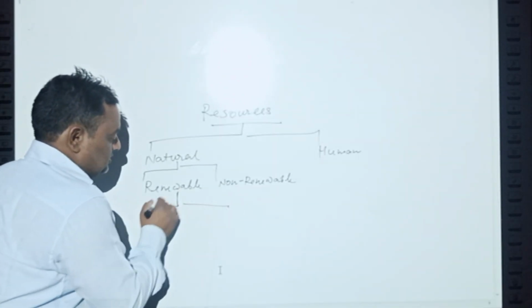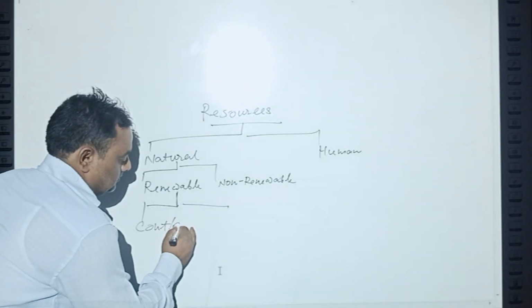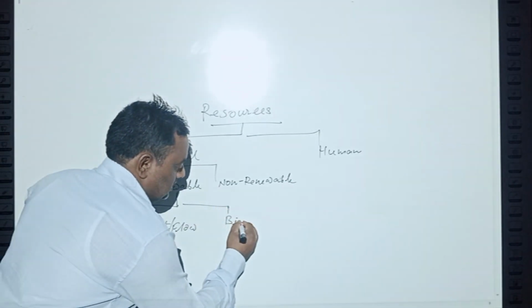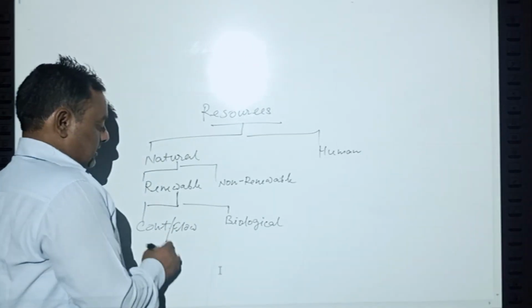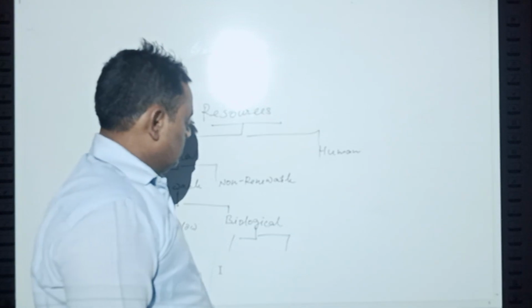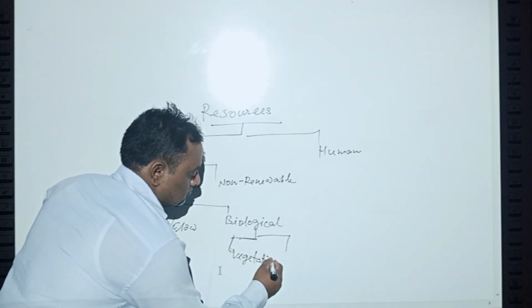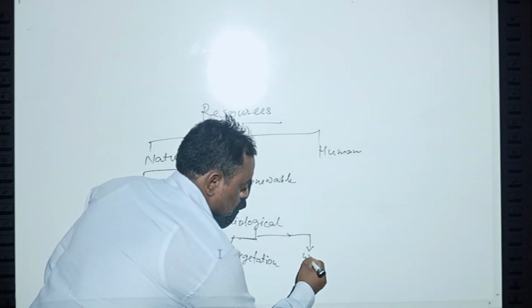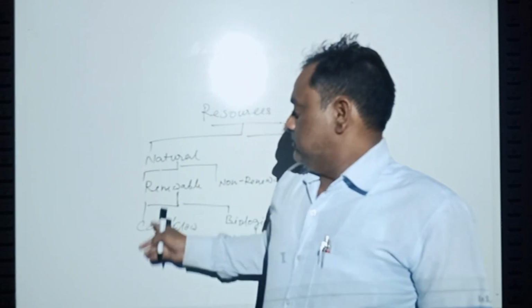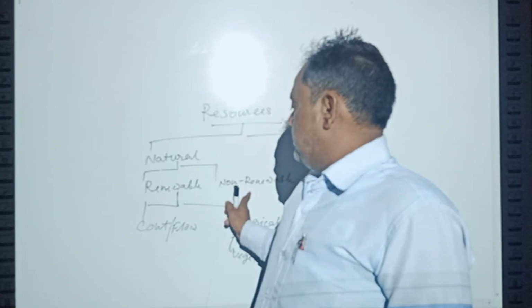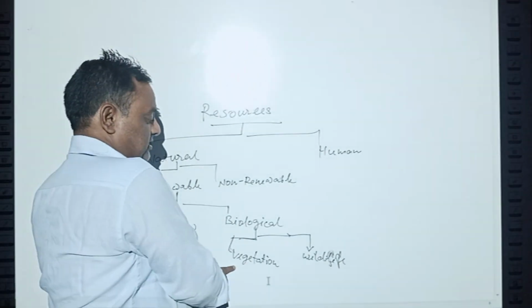Renewable resources are classified into two parts. First, continuous flow, and second, biological resources. Biological resources are divided into two equal parts. The first is vegetation, and the second is wildlife. Natural resources are classified into renewable and non-renewable. Renewable is divided into continuous flow and biological, and biological is divided into vegetation and wildlife.